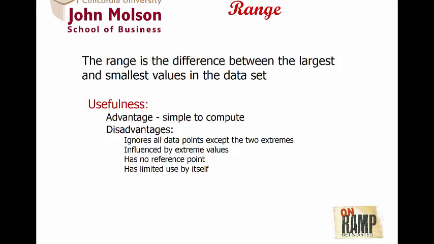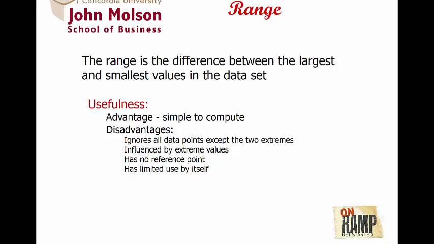It's important to know the range of my observations, but there are a few disadvantages. Well, it only considers 2 points in my data, the smallest and the largest. So it doesn't look at what happened in between. And of course, because of its definition, it's influenced by extreme values. It's based on the largest value. So if the largest value happens to be an extreme value, it will change the range very much.